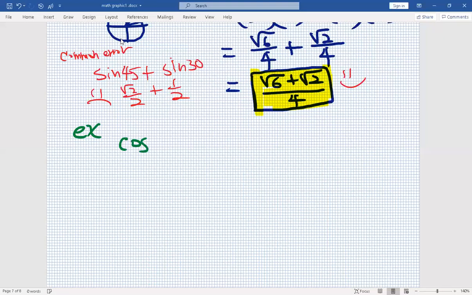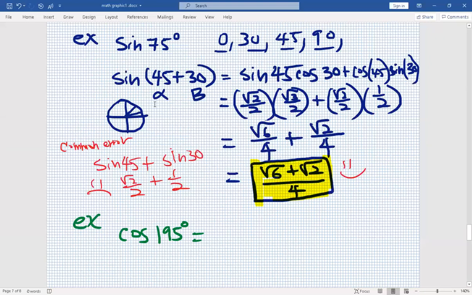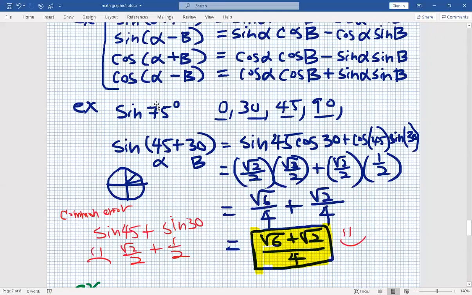So find the cosine of 195. Okay, so how are you going to do that one? Let's go back to the formula again and see if you could just look at the formula, right?